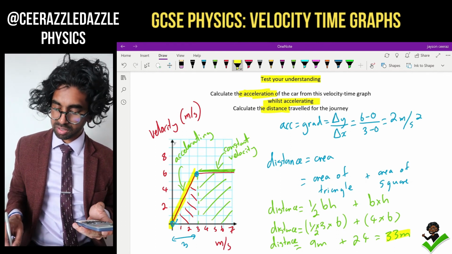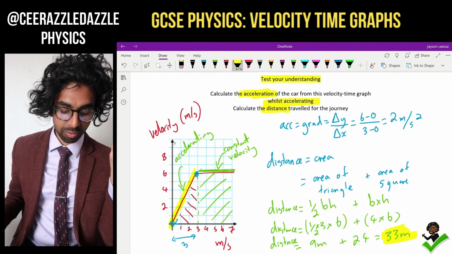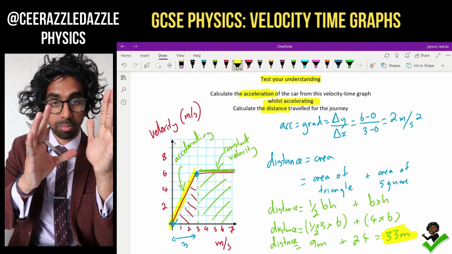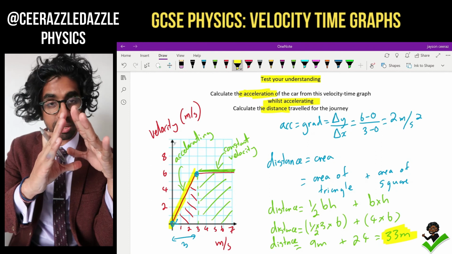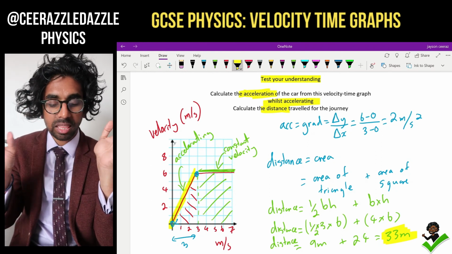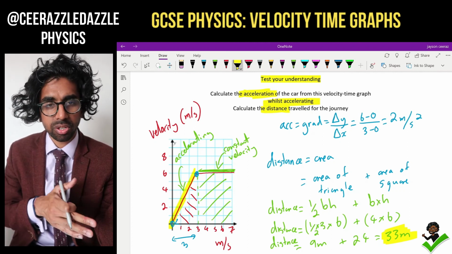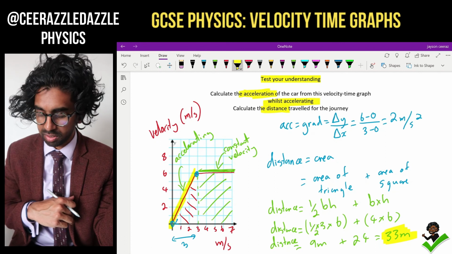And that's our answer. Okay, so if we're asked to work out the distance for this journey, you can split up the problem into simple shapes, triangle, maybe a square, work out the area of both of them separately and add them together to work out the total distance. And obviously to work out the acceleration, I simply use the gradient of the line.